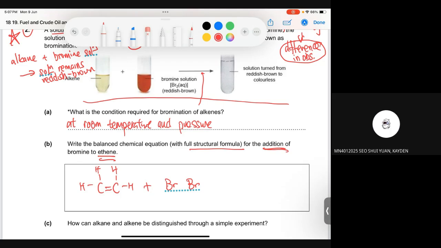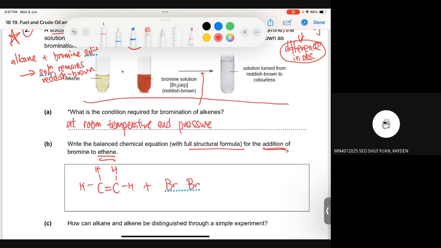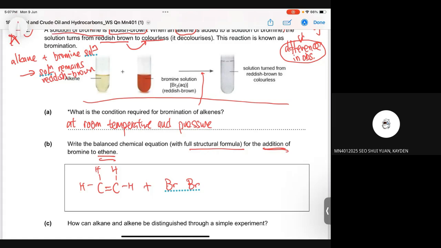How many bonds will I have between the two bromine? 1, 2, 3. I give you 3 options. Bromine is in group 17. The valency is 1. One bond. Okay, single bond. So if you have a periodic table, you can always refer back to it. So there's a single bond here.